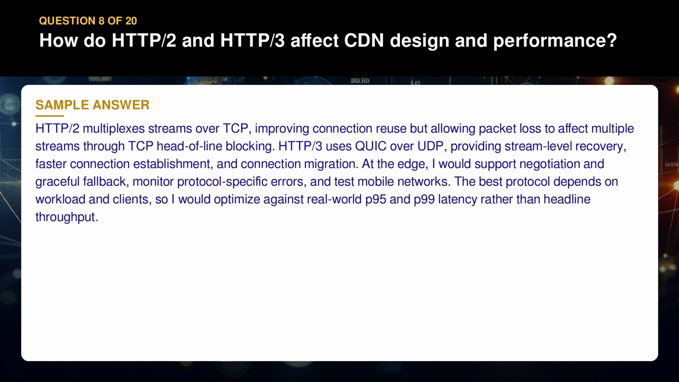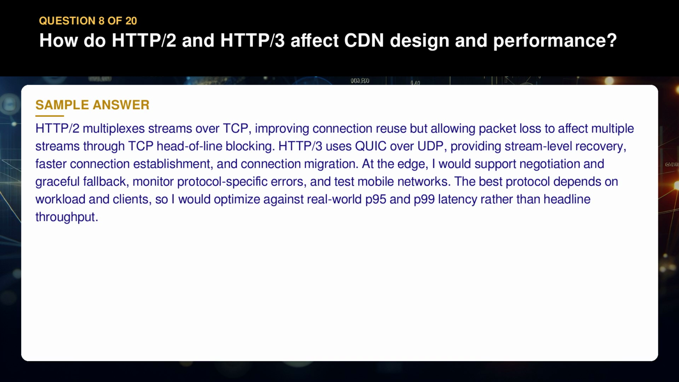HTTP/2 multiplexes streams over TCP, improving connection reuse but allowing packet loss to affect multiple streams through TCP head-of-line blocking. HTTP/3 uses QUIC over UDP, providing stream-level recovery, faster connection establishment, and connection migration. At the edge, I would support negotiation and graceful fallback, monitor protocol-specific errors, and test mobile networks.